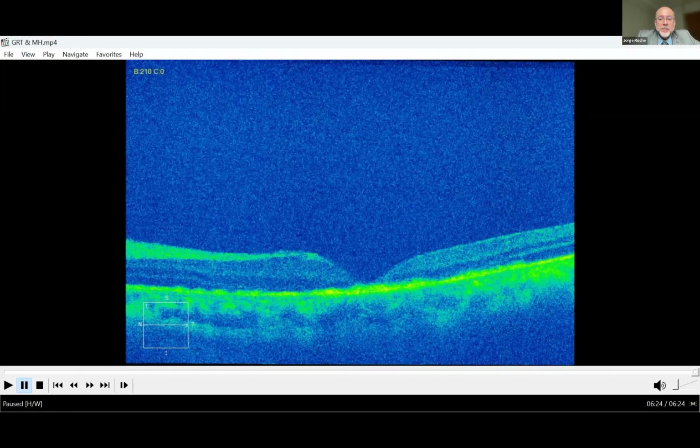The only thing that might be different for me is I'd like to remove the internal limiting membrane 360. In idiopathic macular hole, I use the flap technique for all. I don't remove 360 anymore. But in a trauma case, if I assume it's mainly tractional, I would like to remove it. But the result you have is perfect.